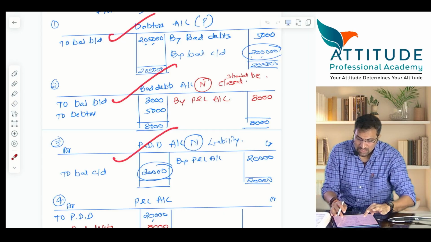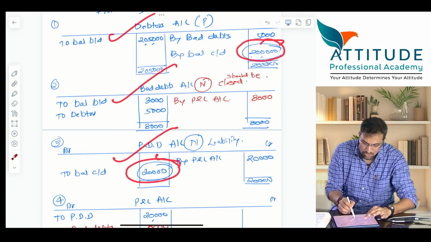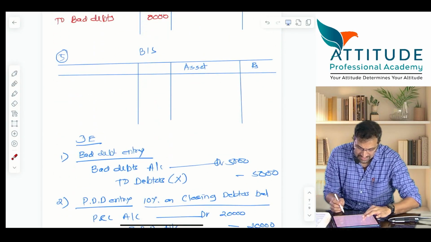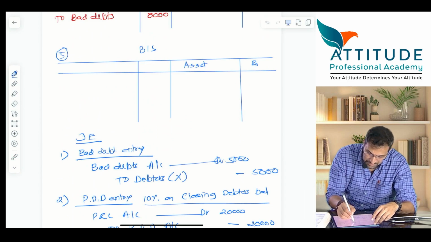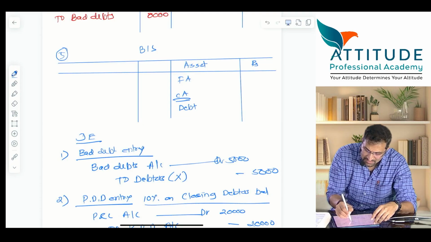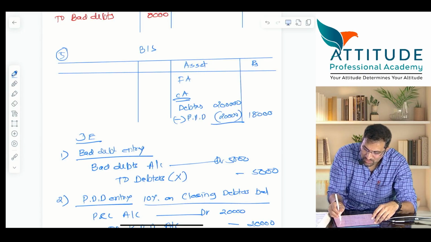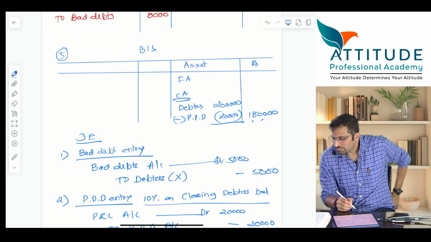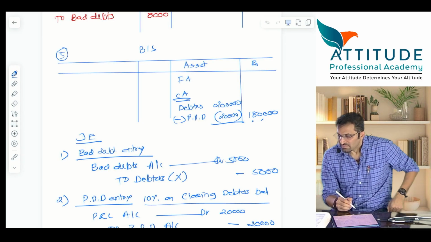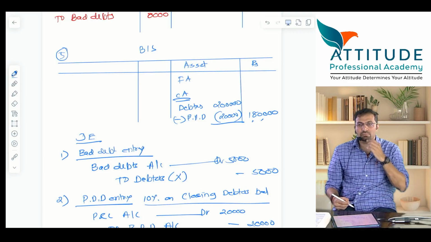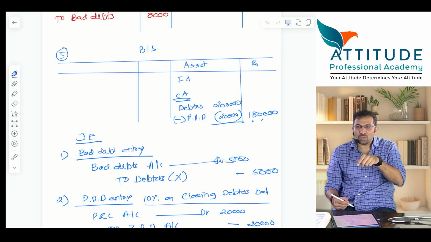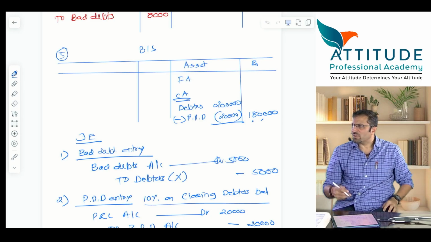So now 2 lakhs should come in the balance sheet and 20,000 should also come in the balance sheet. On the balance sheet asset side, what will you write? Under fixed assets or under current assets? Under current assets, debtors. Inner column how much? 2 lakhs. Less PDD how much? 20,000, which is 1 lakh 80,000 in the outer column. How did you get 2 lakhs? 2 lakhs is the closing balance, not the opening balance, because we have already done the adjustments there.